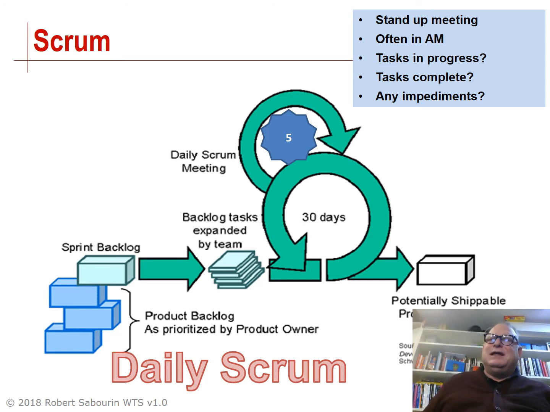During the stand-up meeting, the Scrum meeting, the Scrum Master facilitates this meeting and asks the following questions. They ask what tasks are in progress, what tasks have been completed, and are there any impediments to the tasks that we've identified. They're also trying to identify: are there new tasks we have to do, or are there old tasks that we don't have to do anymore? So the Scrum Master is basically tracking the project on a task basis during the stand-up meeting.